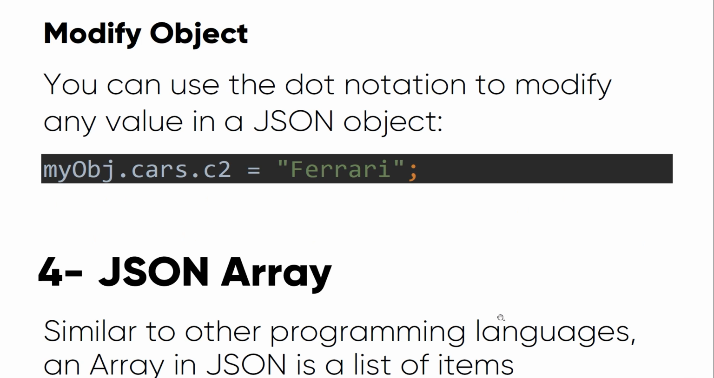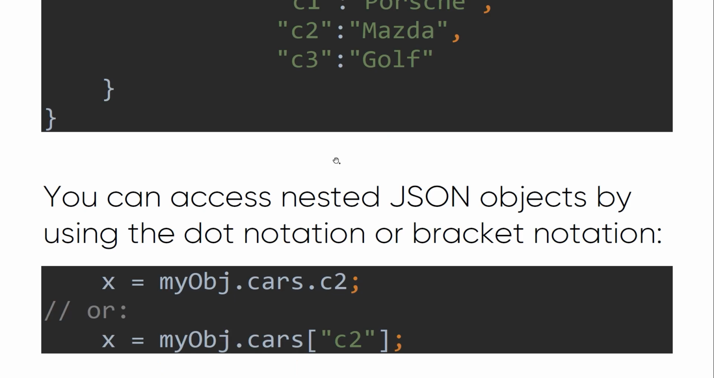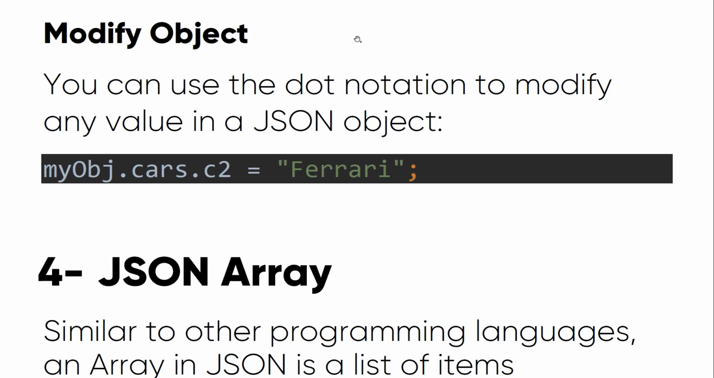In order to modify an object, you can use the dot notation to modify any value in a JSON object. So in the same way as accessing, we just use myObject.cars.c2 and replace the value of c2, which is Mazda, with Ferrari. Okay guys, in this way we can modify the object inside JSON.